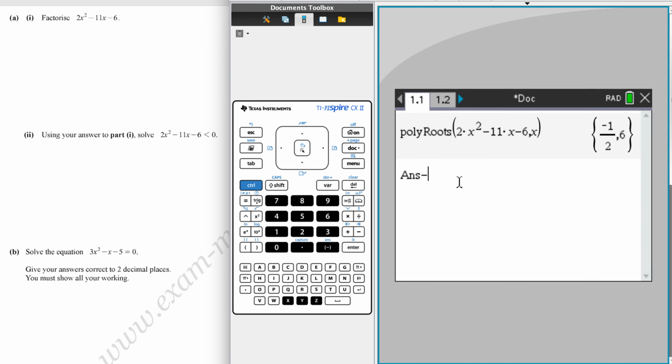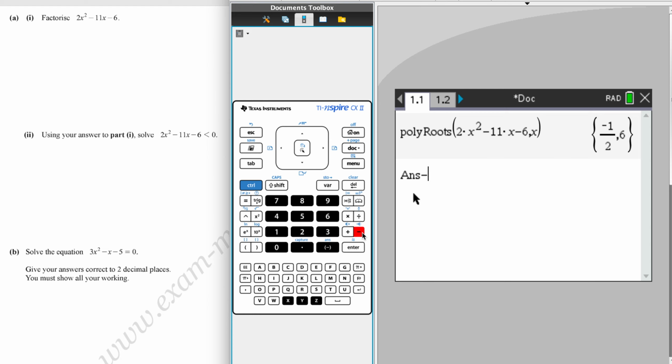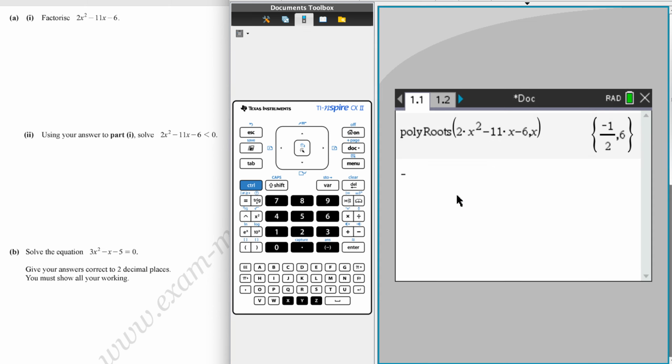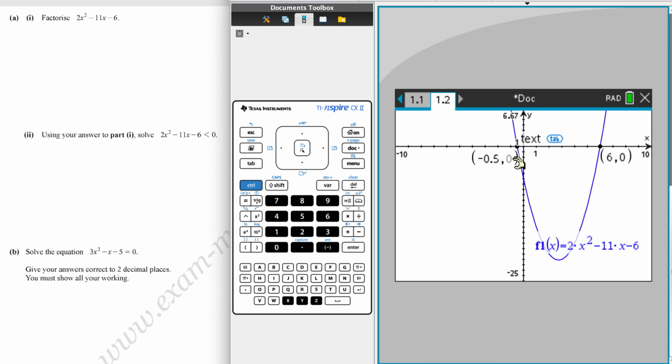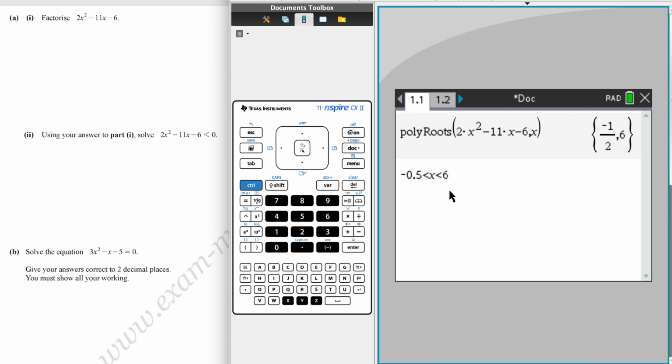So the answer should be negative. I just want to use this negative half, or negative 0.5. Okay, so negative 0.5, and then x should be bigger than that, and x is less than 6. Right, this is the part where the graph is less than 0, where the value for y is less than 0. So you're going to write like this for the answer to the second part.